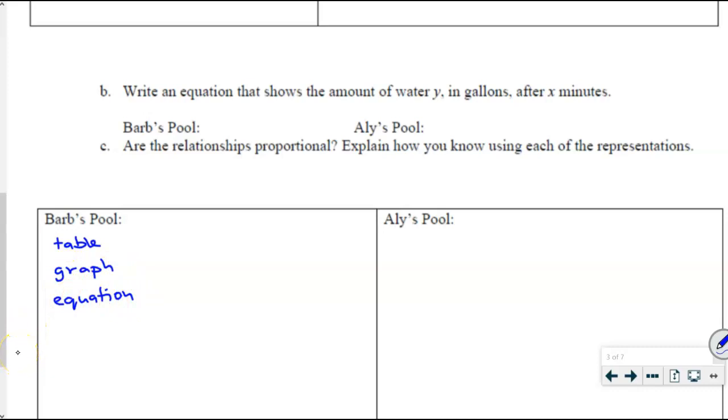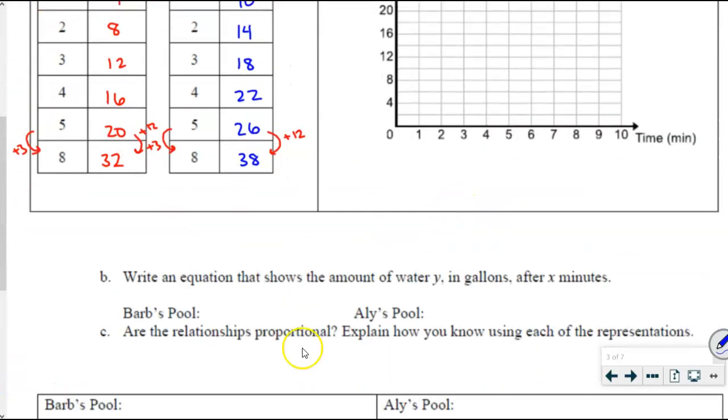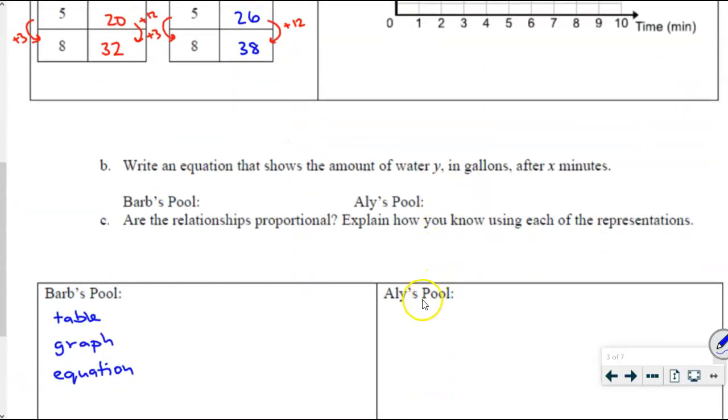I'm going to pause the recording so that students can work with their groups to answer these questions. We'll come back together and do it together. With your groups, get it graphed. Write equations and determine which ones are proportional, and how are you going to look at each representation to determine that. Pause the recording, give it a try. Ready, set, go.